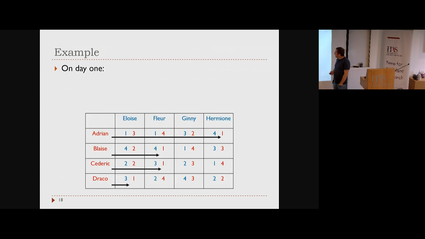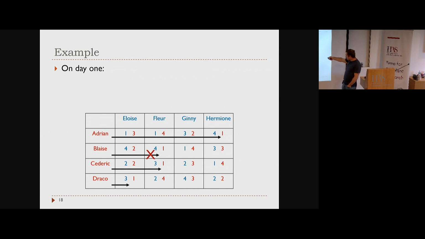So let's try to run it. Suppose I'm trying to do it with the example I had before. Adrian would propose to Hermione, and Blaise would go to Flora's yard, and Cedric also would go to Flora's yard, and Draco would go to Eloise's yard, right? And Eloise has nothing to do because she only gets Draco, and Flora gets two candidates, so she needs to choose between Blaise and Cedric, and she chooses to reject Blaise and keep Cedric camping in her yard, right?